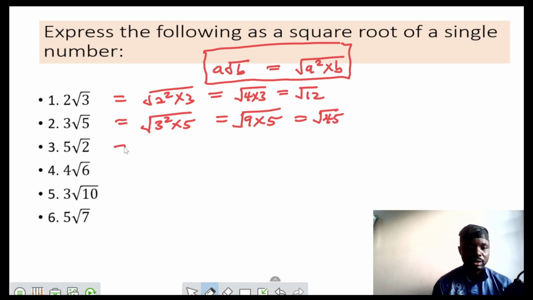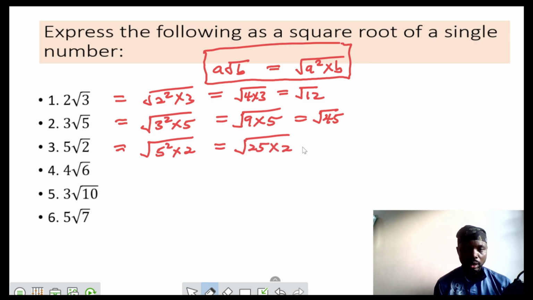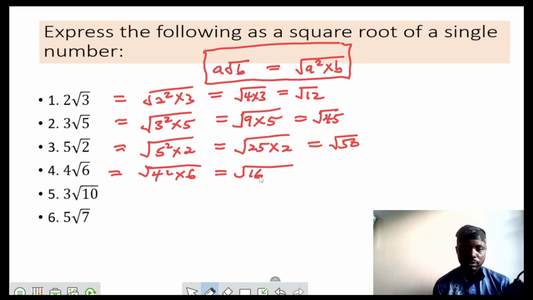It's very easy. So this says roots. Then this whole number 5 wants to enter the root, so it will carry a square. That means you put a square, then times 2 that is there before. Then this one becomes 25 times 2, and you have root 50. And so on, right? So this 4 wants to enter, so it will have 4 squared times 6. So 4 squared is 16, then times 6, then you multiply.